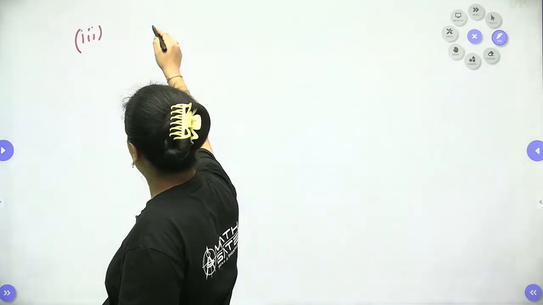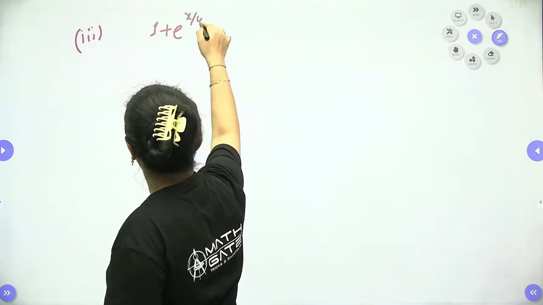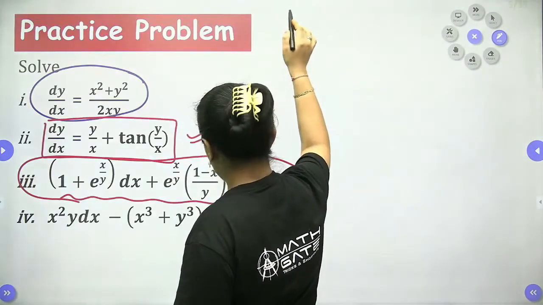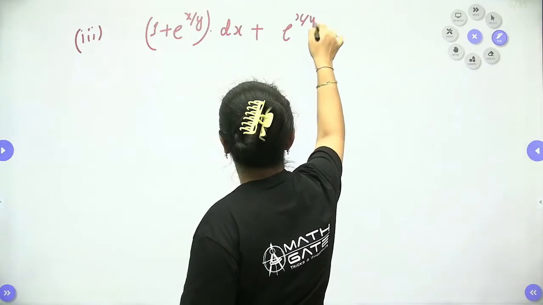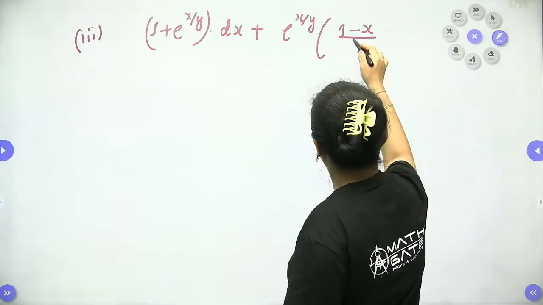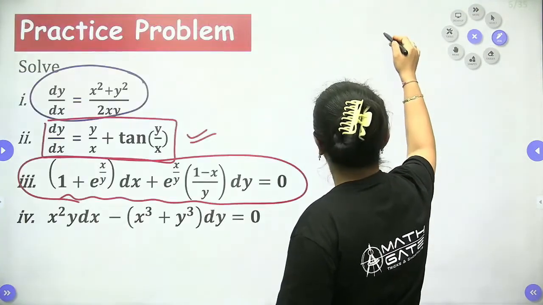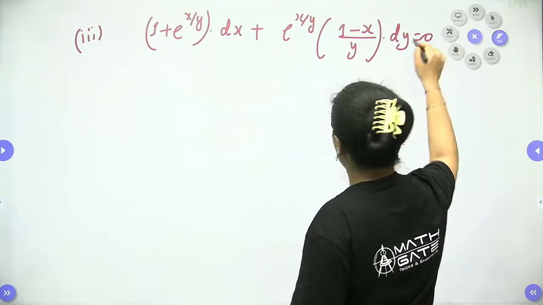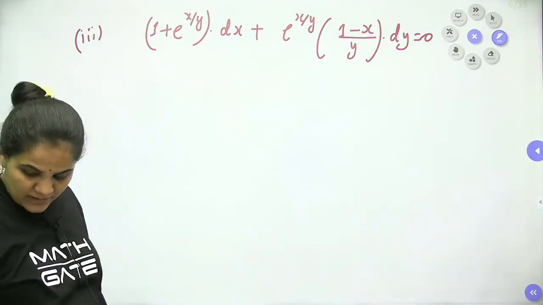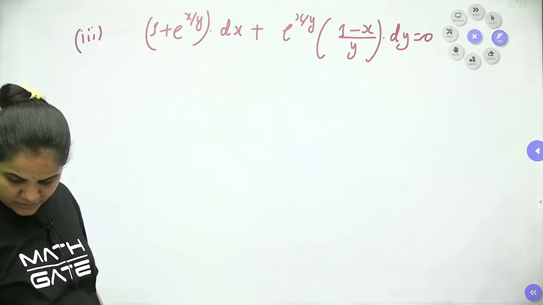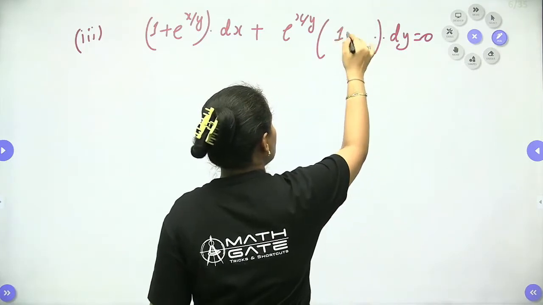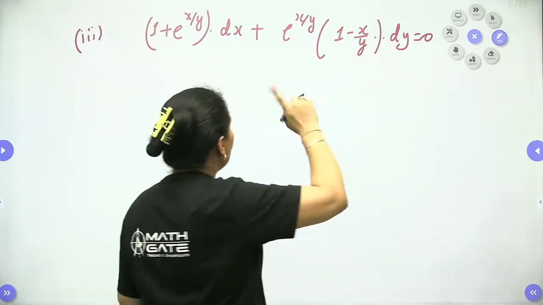Question number 3: 1 plus e to the power x by y into dx, plus e to the power x by y into 1 minus x by y, into dy is equal to 0, right? Let me check the question here. I think according to me it should be 1 minus x by y only. It's not the complete one, it is 1 minus x by y. Then only we can approach.